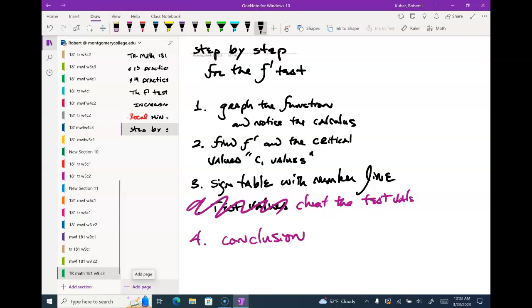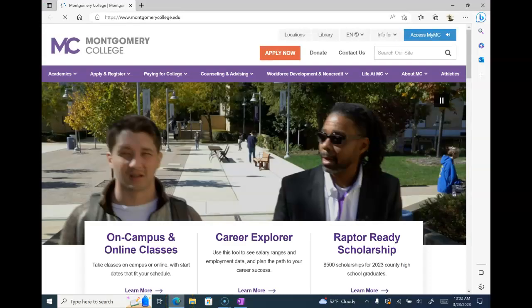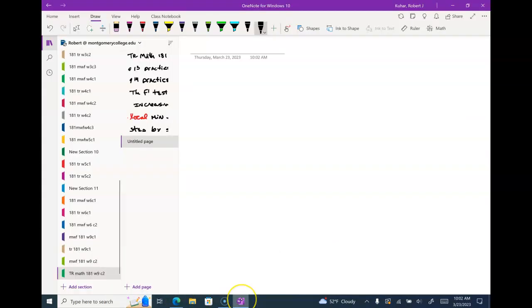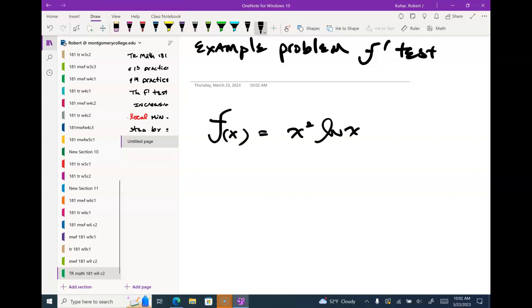Nice, here we go. Oh, I know which problem. I don't need the book. I remember which problem I want to do. So this is an example problem of the f prime test. And we're going to have the function x squared ln of x. So it's a pretty interesting curve.